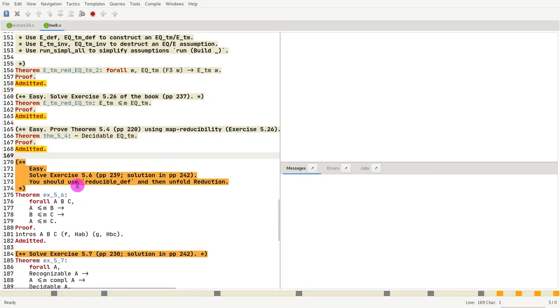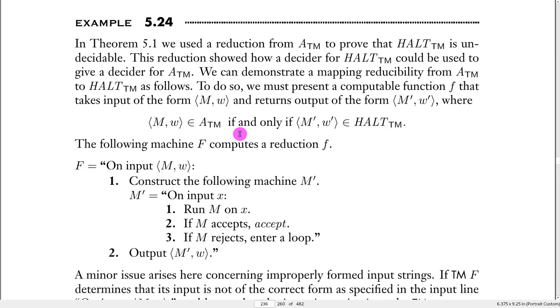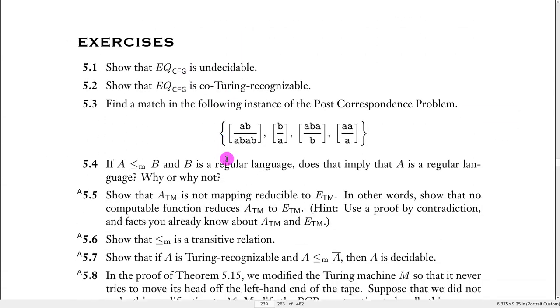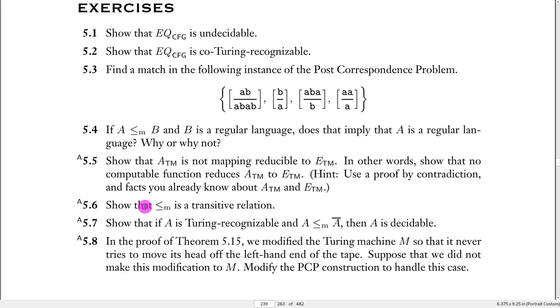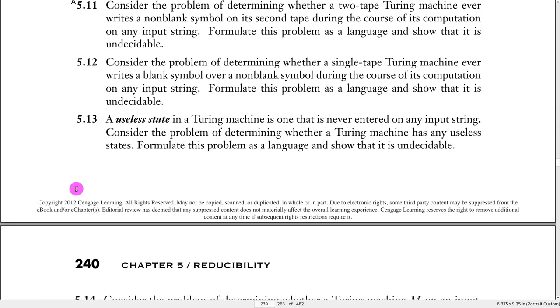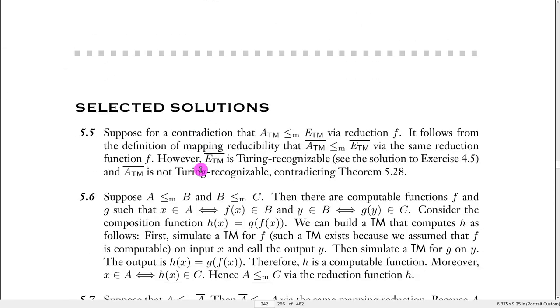So that takes care of the first four. The second one, you're asked to prove exercise 5.6 in the book. So this is on page 239. If I am now in 236, 5.6 is asking you to show that the map reducible relation is a transitive relation. And you notice that there's a little A here. If you don't know this, exercises with an A mean they have an answer in the book. So you're expected to go through the answer. And the answer is given on page 242. So let's scroll down there.